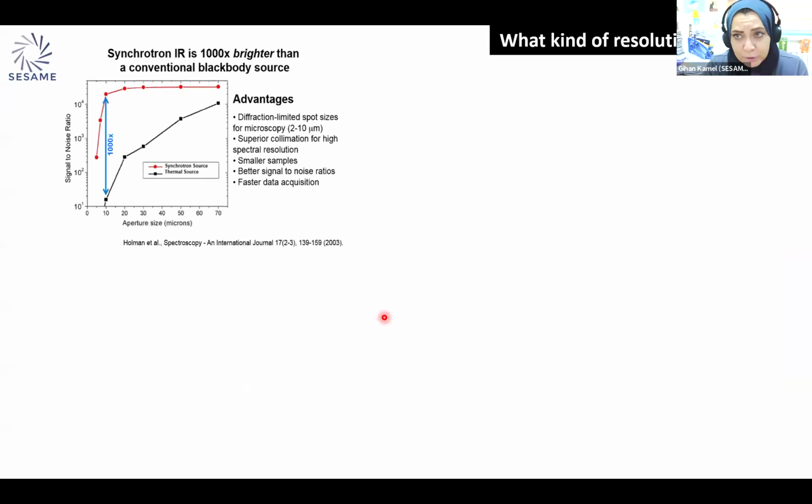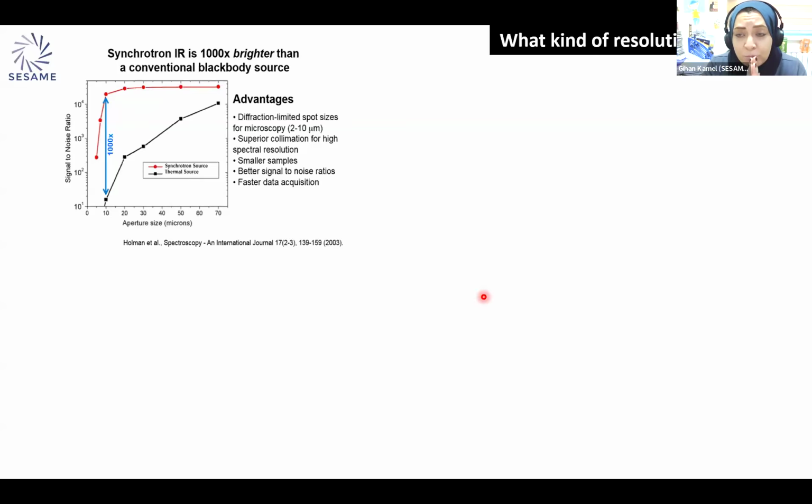If you want to see which kind of resolution is targeted at synchrotron, this is one of the very famous figures, a comparison between the conventional IR, which is, as I said, a thermal source. It's silicon carbide, for example, what we call a globar source, and the synchrotron. So synchrotron infrared is 1,000 times brighter than a conventional blackbody source, and this allows us to probe or investigate samples in specific conditions.